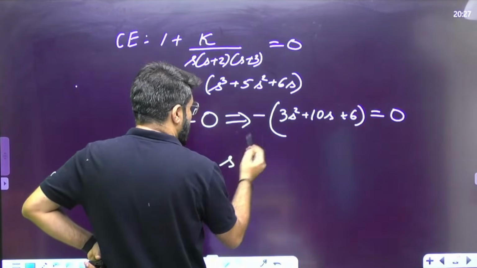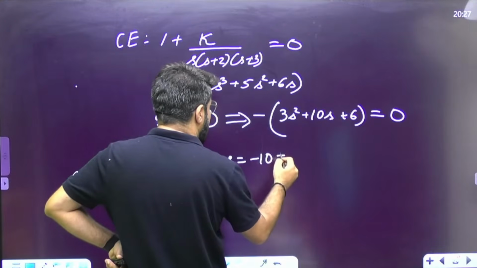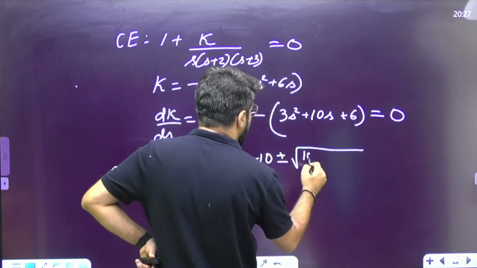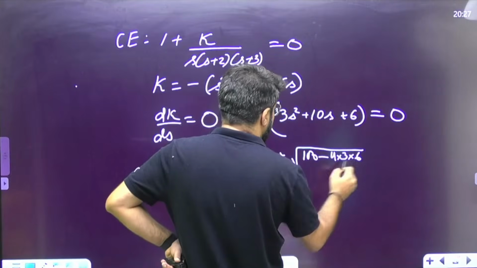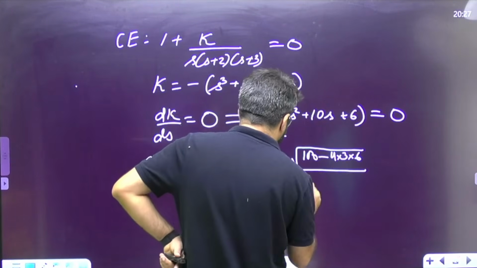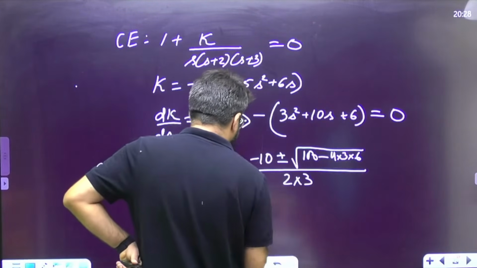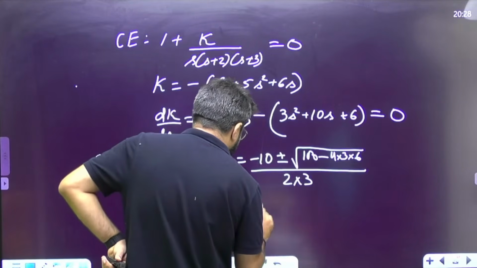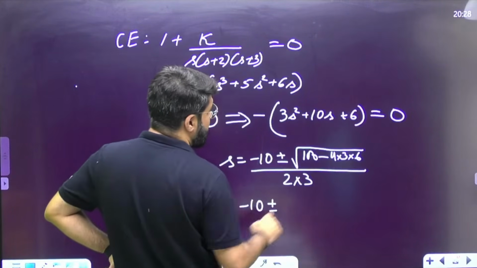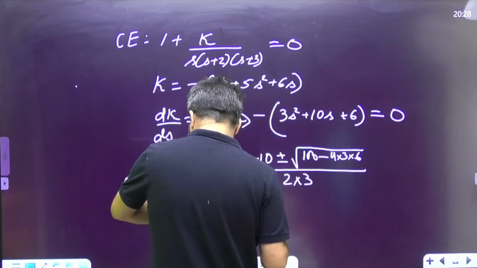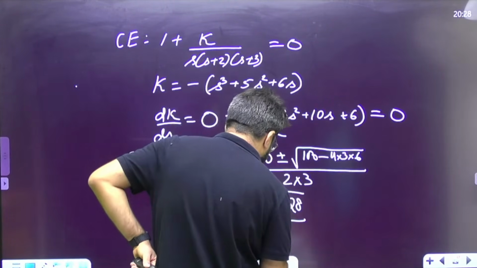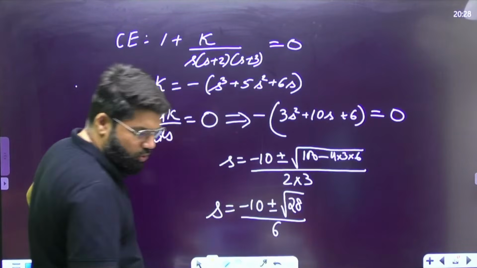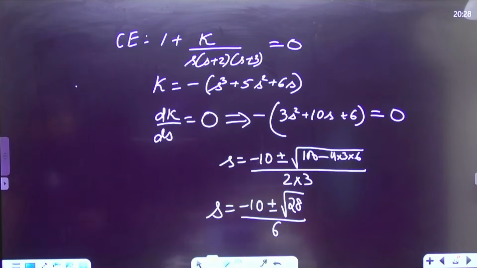For the quadratic equation, s will be minus b plus or minus root of b square minus 4ac, divided by 2a, that is 2 into 3. So s will be minus 10 plus or minus the square root of 100 minus 72, which is 28, the whole divided by 6.